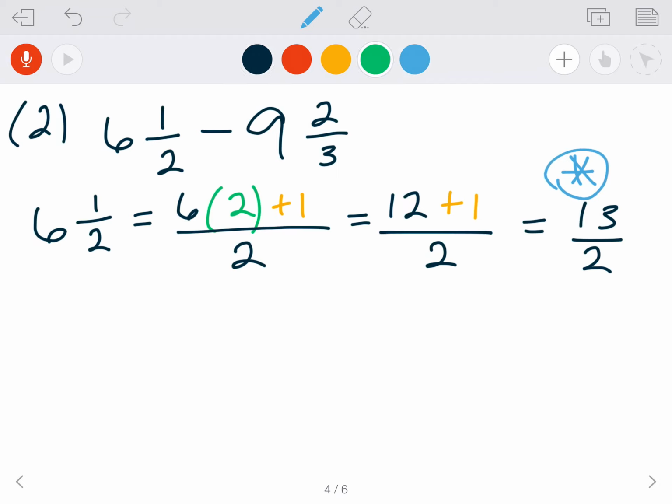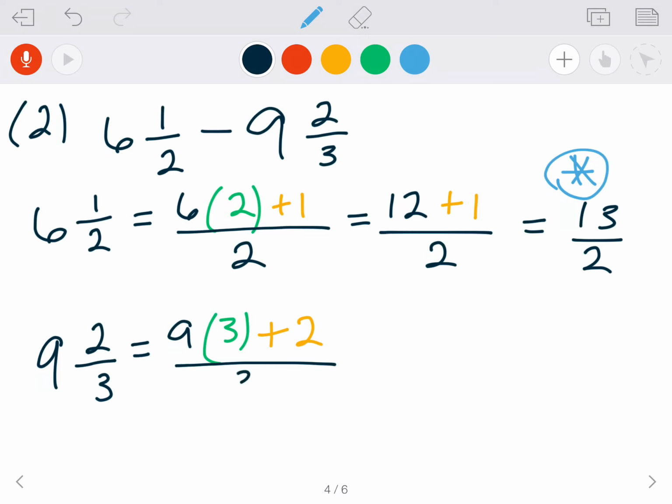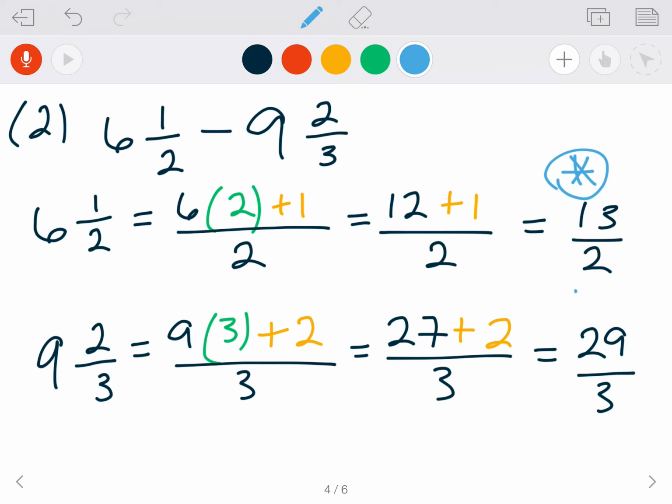Our second mixed number, I'm going to ignore this negative right now. For now, we will need it later. We have 9 2/3. So we have 9 times 3 plus 2 all over 3, which makes 27 plus 2 all over 3, which makes 29 over 3. That's our second fraction. So on the next page, we will focus on 13 over 2 and 29 over 3.